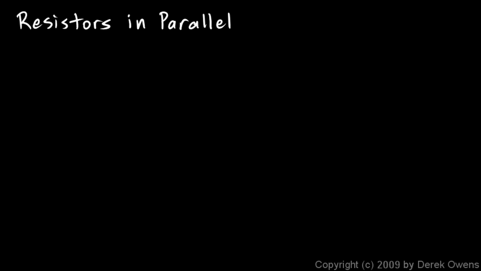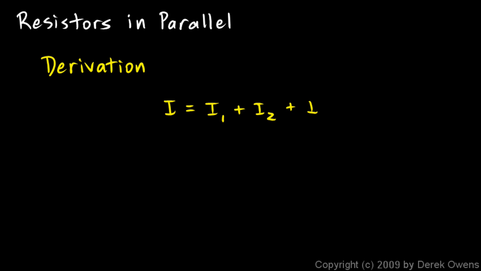Now we're going to do a little derivation. And this is a derivation for the resistance of resistors in parallel. And we're going to start with the fact that in parallel, the current is equal to the sum of all the individual currents. So the total current coming out of the battery is equal to the current in each of the individual branches. And in this case, we have 3 branches.